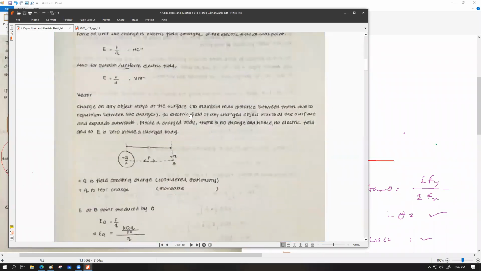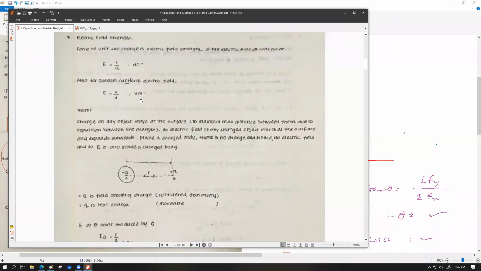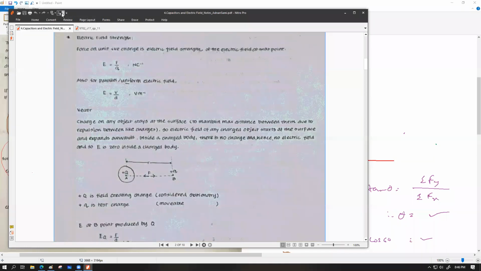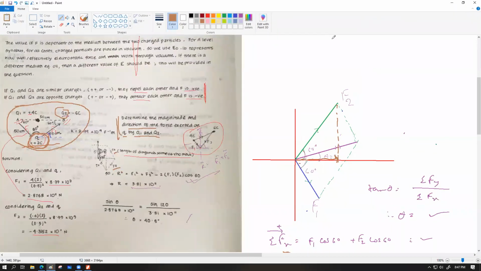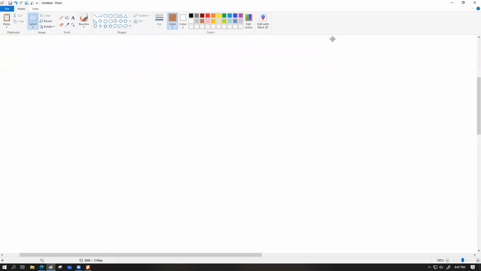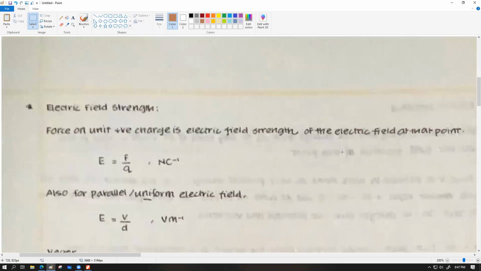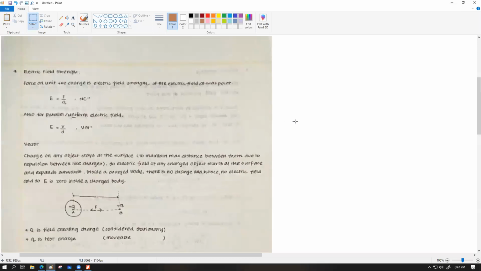So the next thing that we have over here is this. So I'll take this one out as well, so that I can access it from here very easily. Electric field strength. Have a read, everyone. Other than me badgering your head with this one, have a read.